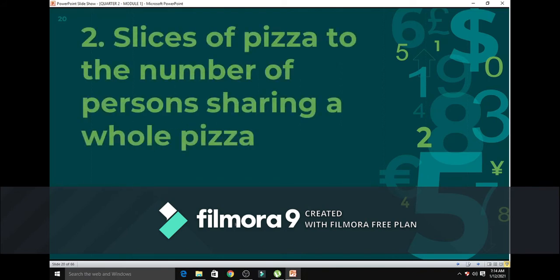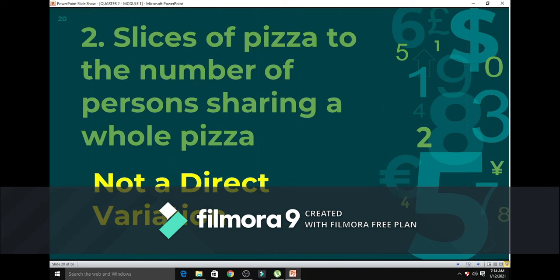slices of pizza to the number of persons sharing a whole pizza. So, karaniwan ang pizza ay 8 slices. So, kung sa pamilya ay 4 lang ang members, ilang pieces ang makakain ng bawat members? Diba, 2 peraso. Pero kapag yung 8 slices of pizza ay 8 members of the family naman yung present, magiging tigi-tigisang slice na lang sila ng pizza. So, ito ba ay nagpapakita ng direct variation? So, this one is not a direct variation.